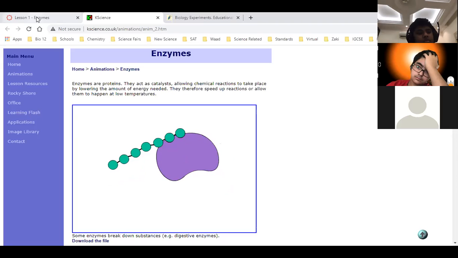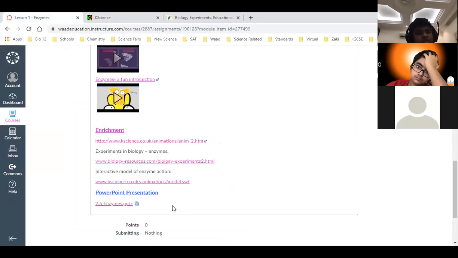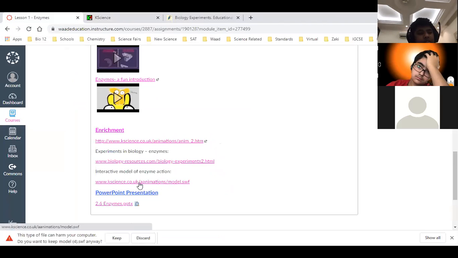There was another link which showed this one as well. This is a problem. We have to open this link in another browser, which would be Internet Explorer.